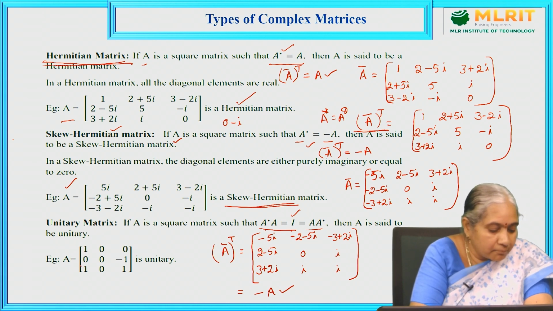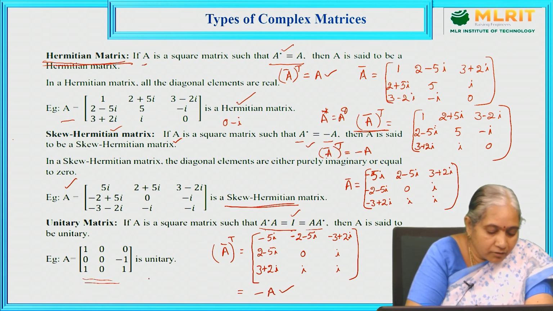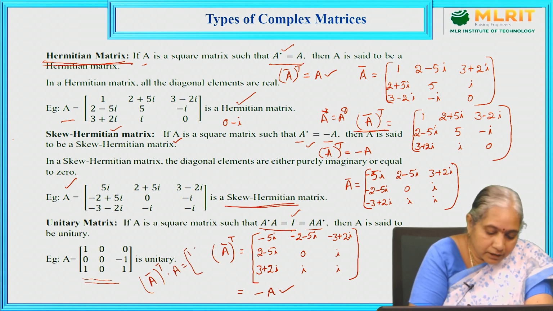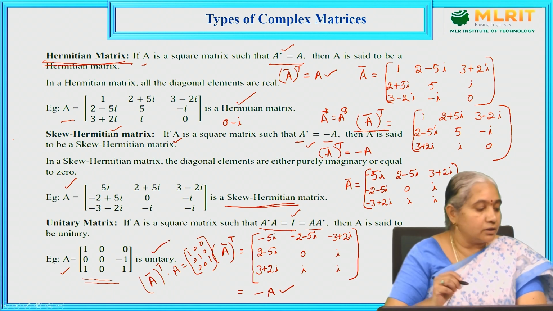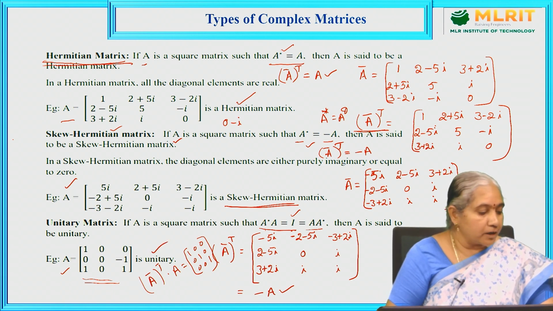So take an example, A equal to 1 0 0, 0 0 minus 1, 1 0 1. So this matrix is a unitary matrix. That means find A conjugate whole transpose into A. Then you will get 1 0 0, 0 1 0, 0 0 1. So that's why the matrix A is said to be unitary matrix. So these are different types of complex matrices.